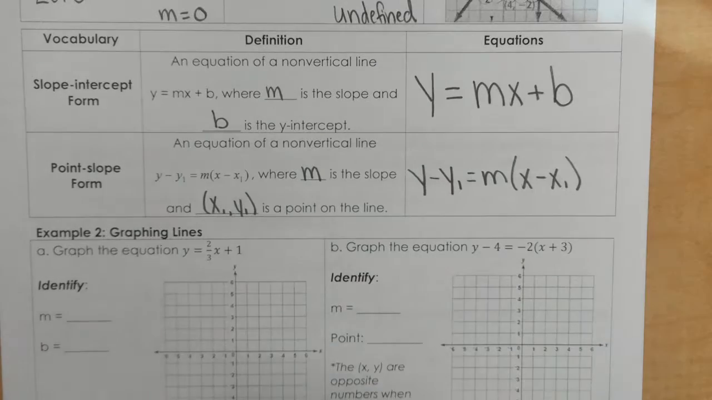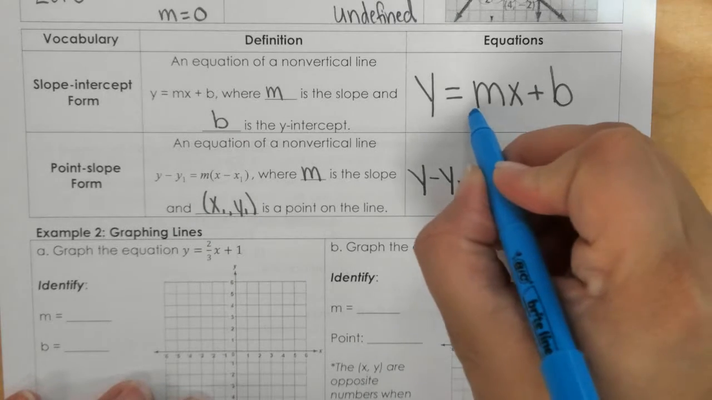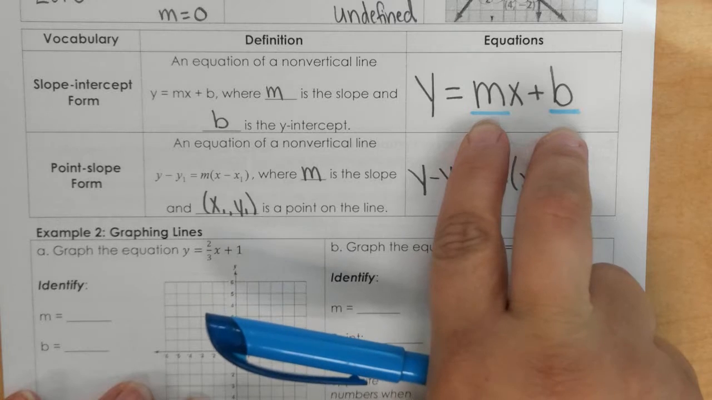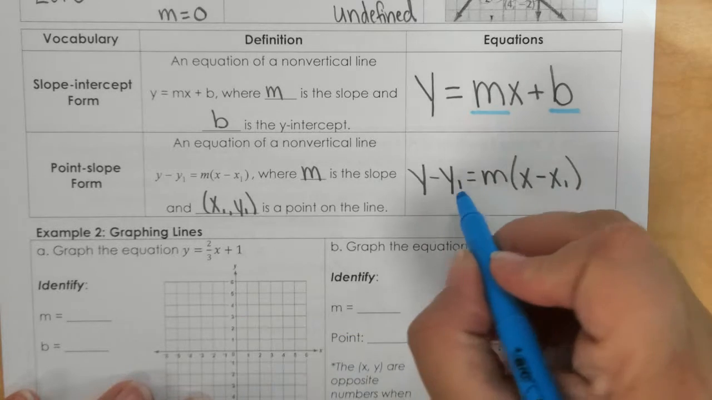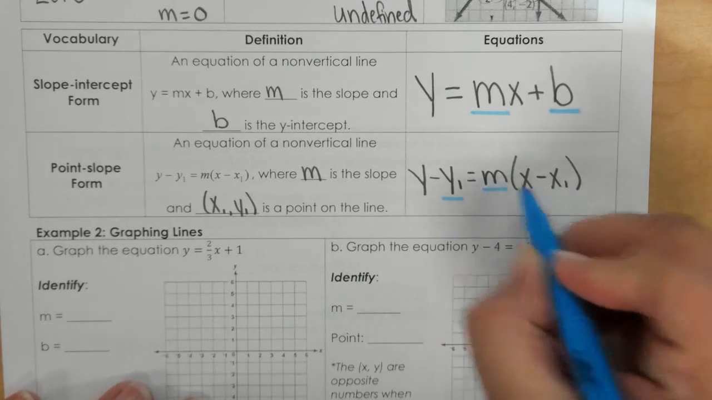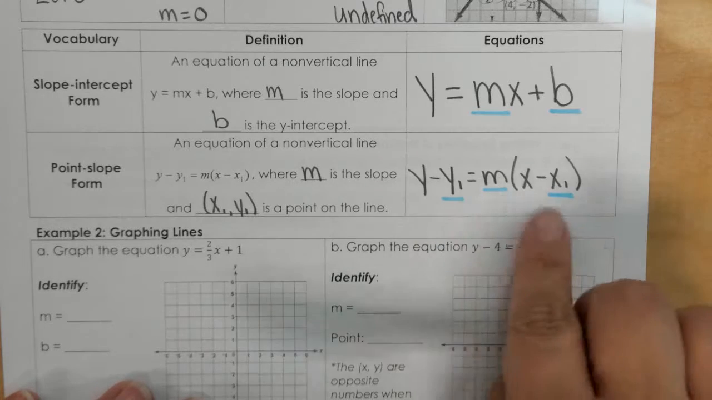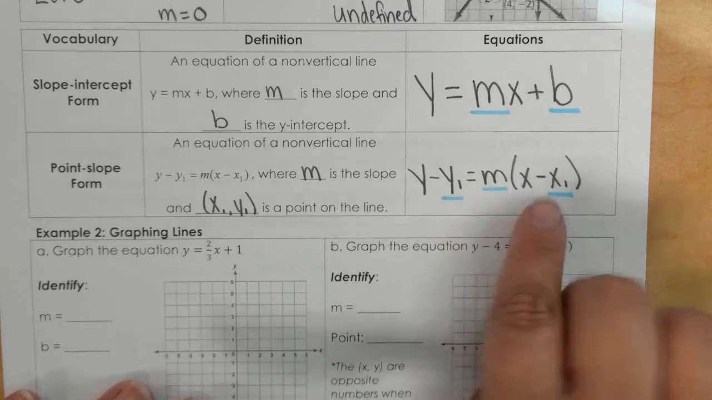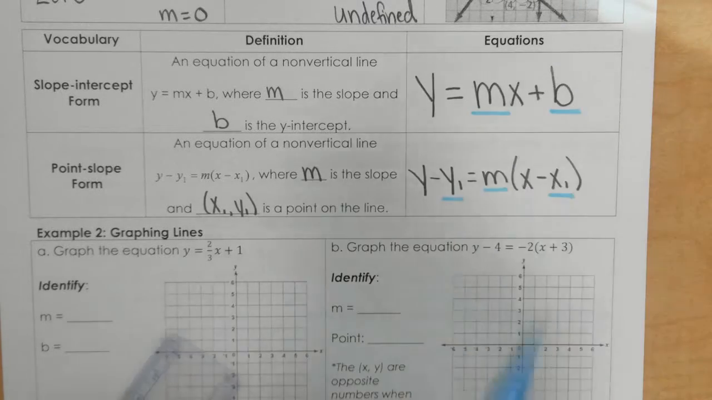Okay, and then something else to note. When you are given the slope or a point or the b, the y-intercept, we're only plugging numbers in for these two spots on slope-intercept form. And we are only plugging numbers in to these three spots for point-slope form. Okay, so this is the only thing that will be traded out with a number.